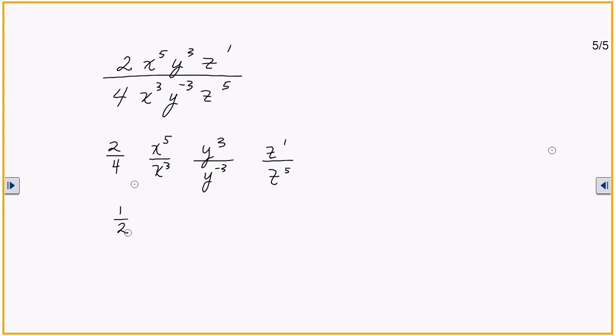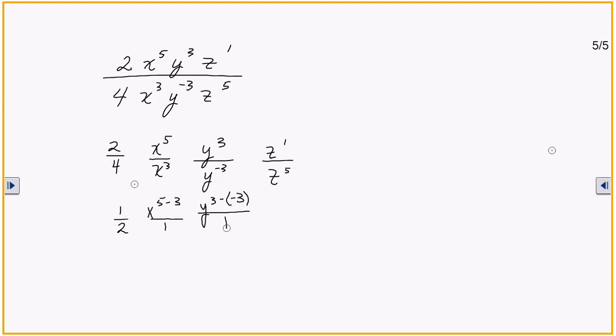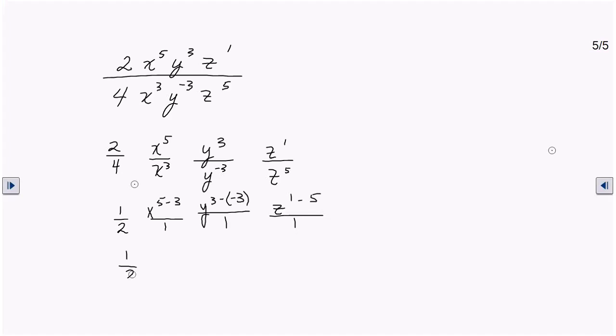And then this is going to be x to the 5 minus 3 over 1. Now, I have a fraction. That 1/2 is out there. So I'm going to make everything a fraction and then fix it with the inverse rule as we go along. Okay? Y to the 3 minus negative 3 over 1. And z to the 1 minus 5 over 1. And that's going to give us 1 over 2 times x to the 2nd over 1.